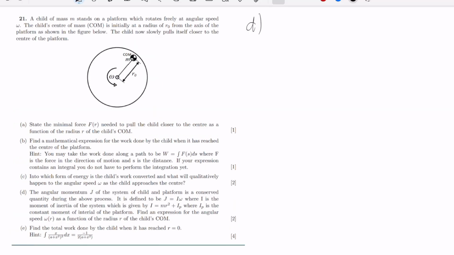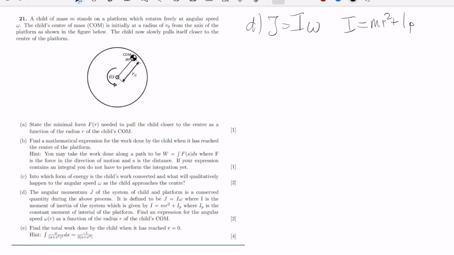Part D, the angular momentum of the system of the child on the platform is conserved. It is defined to be, and we've got a brand new expression here, angular momentum is given by this new quantity for us known as the moment of inertia multiplied by omega, where I is given by this expression m r squared plus I_P, where I_P is the constant moment of inertia of the platform. Okay, so it's a constant.